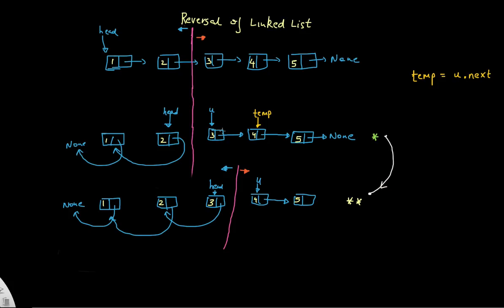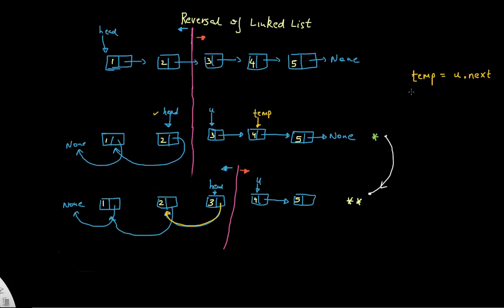If temp equals u dot next, what should the next of u be pointing at? If I look at the picture just after this, the next of node 3 is pointing at node 2. Right there, the next of node 3 is pointing at node 2. What is the instruction that I should be writing here that makes the next of u point at node 2? Well, the first thing I need to know is what is pointing at node 2? What is pointing at node 2 is head.